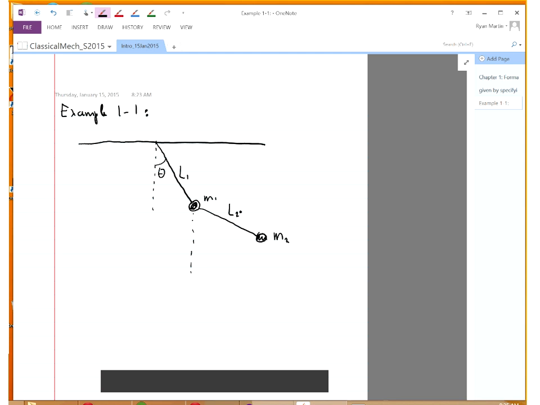Is somebody trying to get in? Okay, I heard it. And so, the question may be, describe the motion of the two masses.